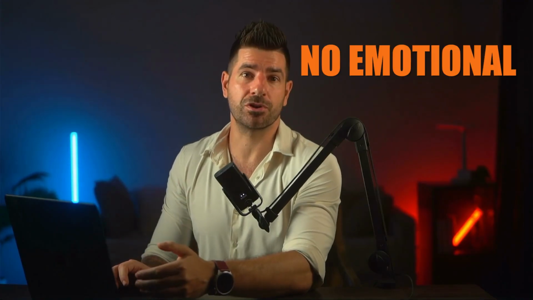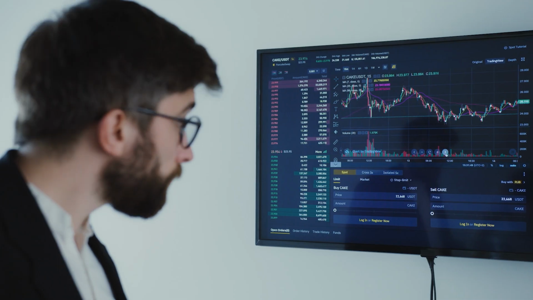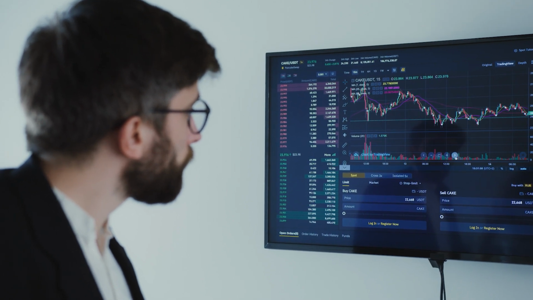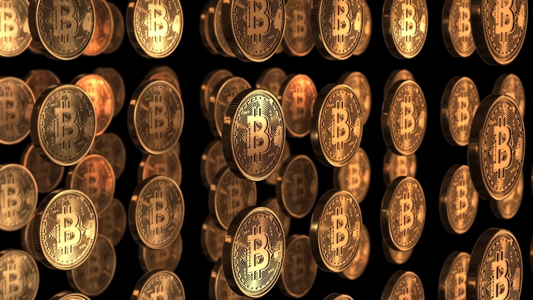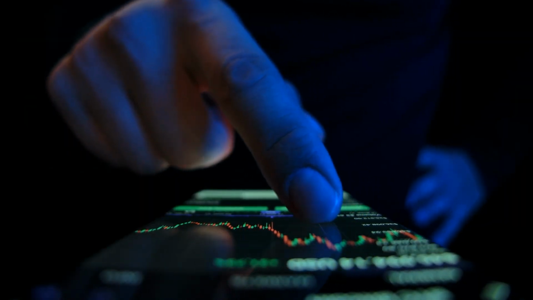Limitation 2 is no emotional pressure. This is the big one. When there's no real money on the line, it's easy to be rational. You don't panic sell, you don't override your bot, you don't check your phone every 30 seconds. But when real money is involved, your brain works differently. Fear and greed are powerful forces, and paper trading cannot simulate them.